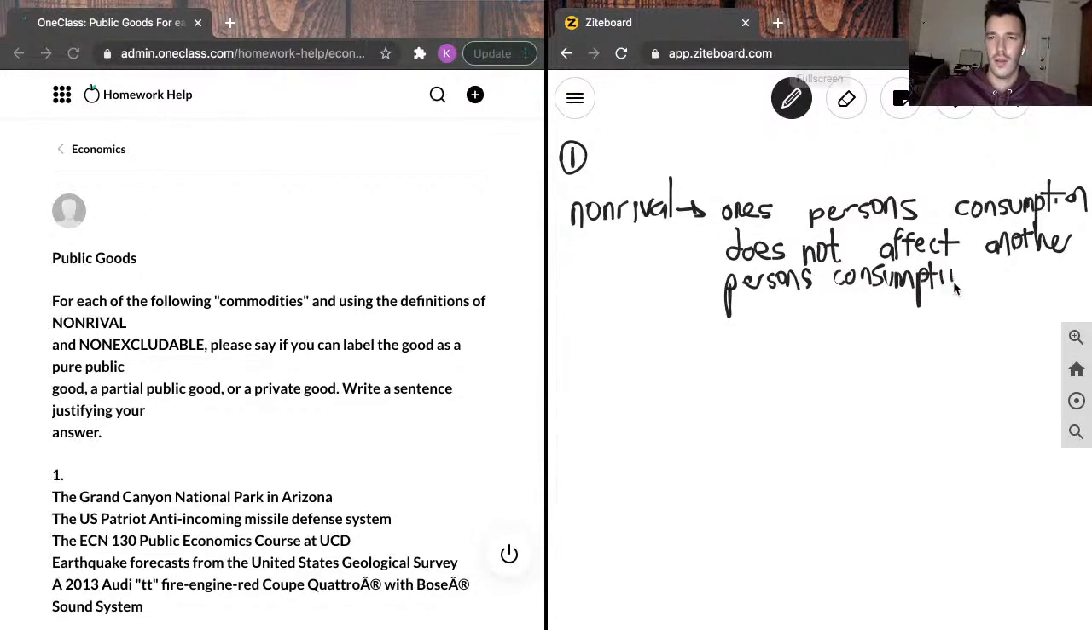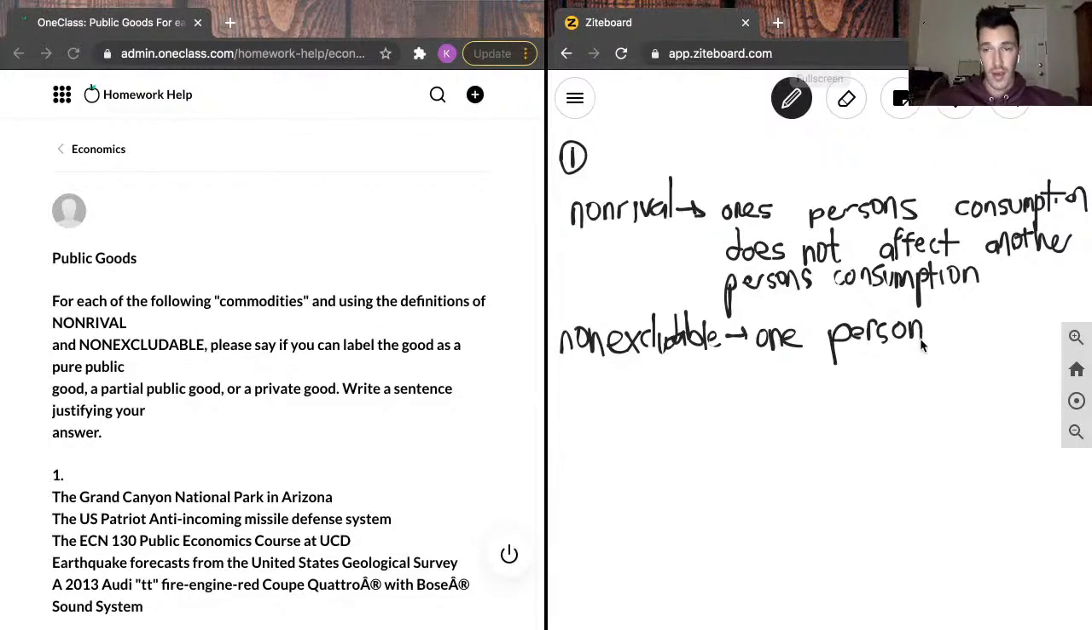And non-excludable is how it sounds. Non-excludable means that one person cannot exclude another from enjoying a good. So we can think of a private good as excludable, because the owner of the good can stop whoever wants to consume it from consuming it. But non-excludable goods are like going to a public park. If you go to a public park, you don't own the park and you cannot stop somebody else from also going to the park.